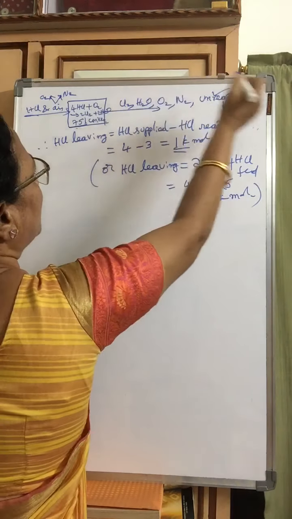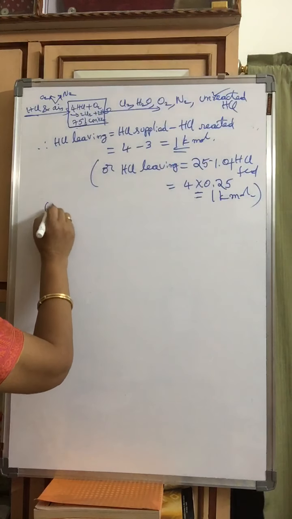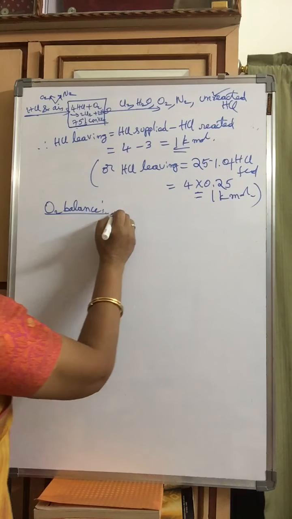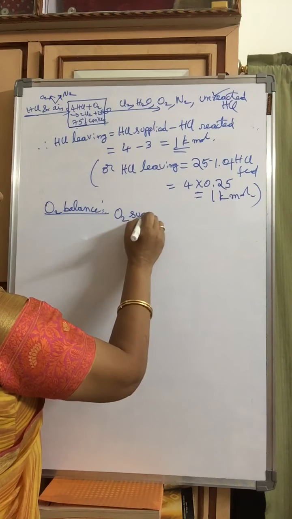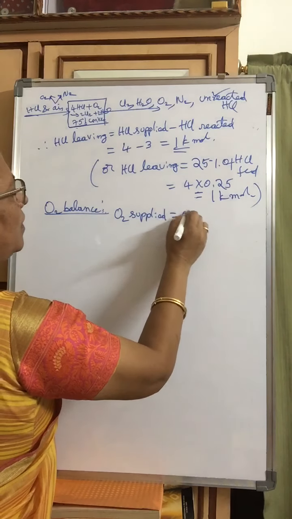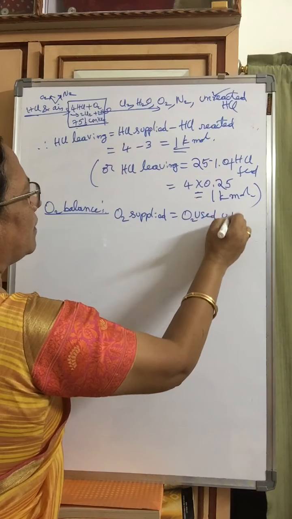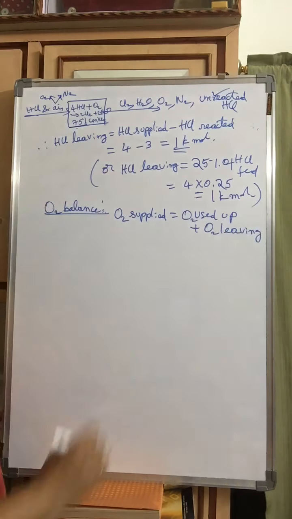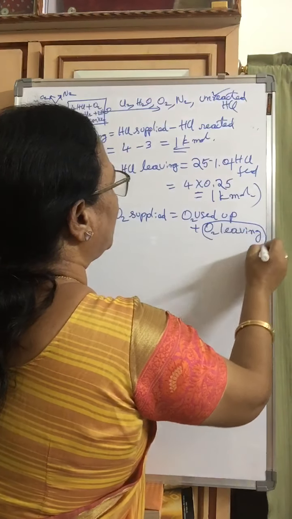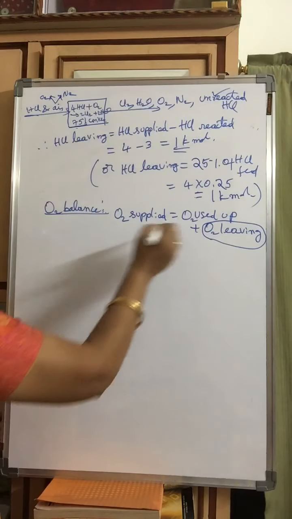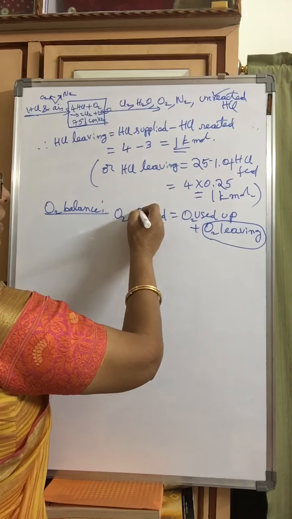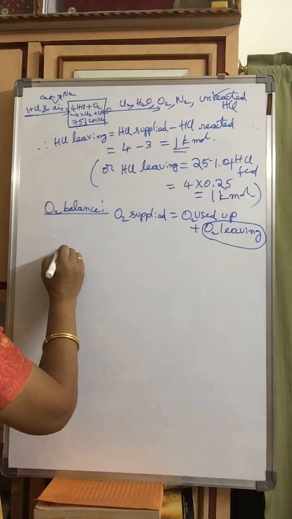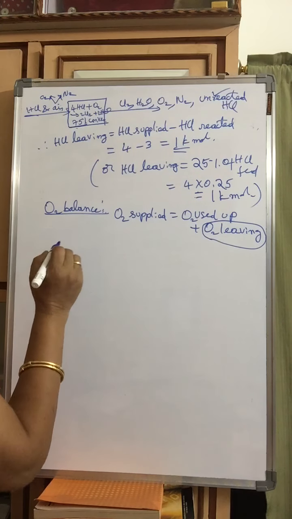Next, HCl is over. Then you can take the oxygen balance. Oxygen supplied is equal to oxygen used up plus oxygen leaving. We need to calculate oxygen leaving. So oxygen supplied we need to calculate first, and then oxygen used up. For oxygen supplied, the air supplied we need to calculate first.